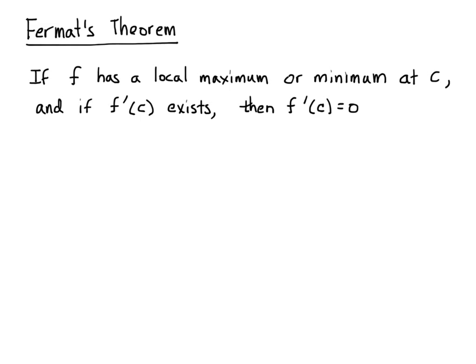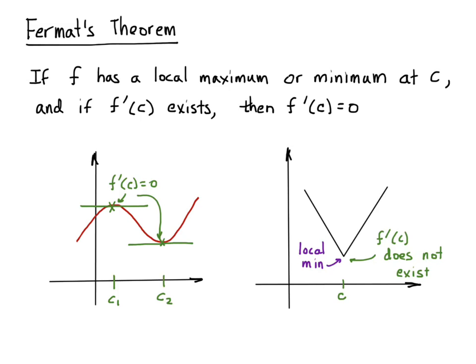Okay, so a natural consequence of this, or not a consequence, but a useful extension of this, is Fermat's theorem. And so if we have a local minimum or maximum, and the derivative exists at that point, that derivative has to equal 0. Okay, so if I go back to what my graphs look like, so here's a local, or even the global maximum, and here's the minimum. If these occur at c, and if the derivative exists, the derivative is going to be 0.